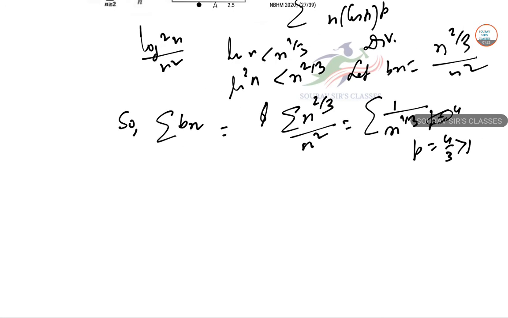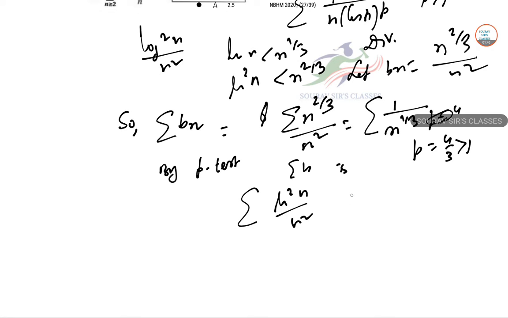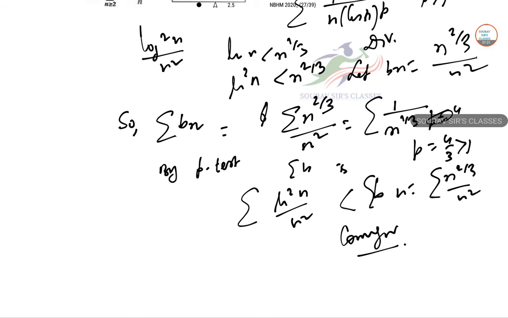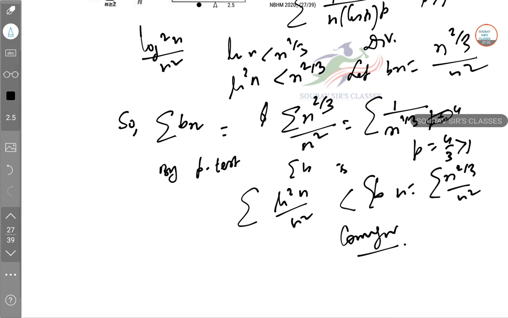So by p test, we can say summation of bn is convergent. So summation of log square n by n square is less than summation of bn equal to n to the power 2 by 3 by n square. So this is actually a convergent series. So B is done. Let me do C.